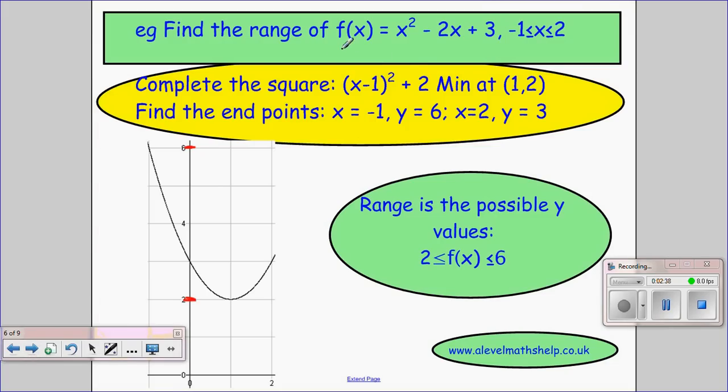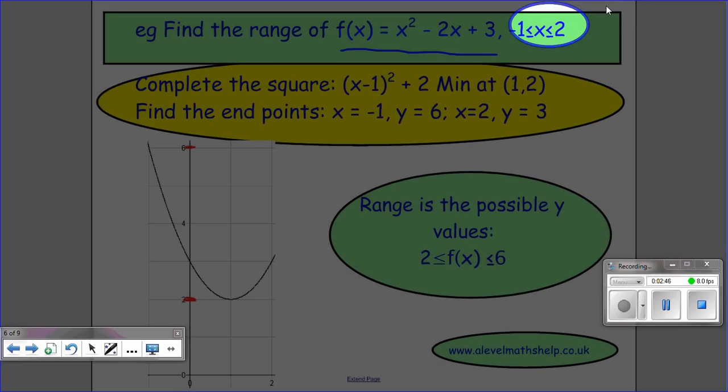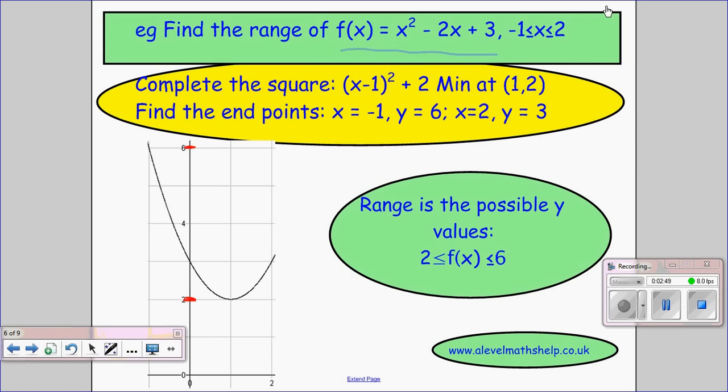So here we go. Here we've got a little question. We've got f of x equals x squared minus 2x plus 3. And see here, we're given the domain, we're told on what values of x we're going to apply our algebraic rule. So we're going to apply our algebraic rule for x between minus 1 and 2. So we know we're going to just draw our graph between minus 1 and 2. So we might as well actually find the endpoints while we're talking about it.